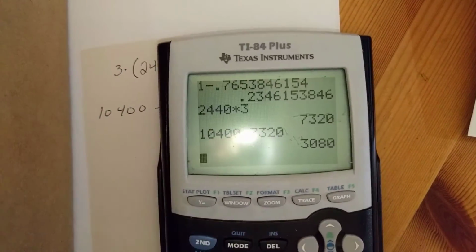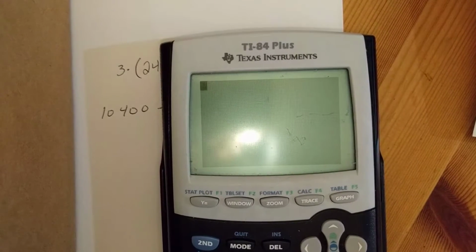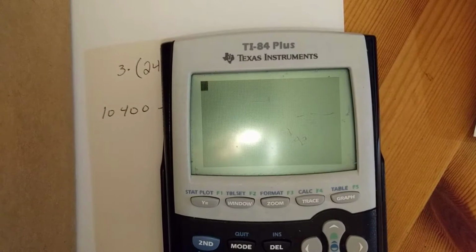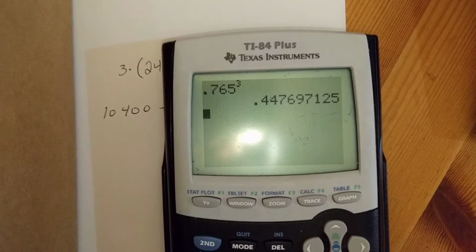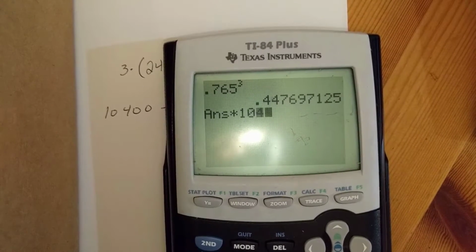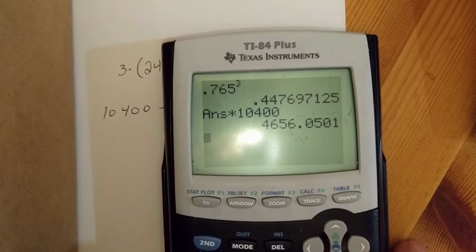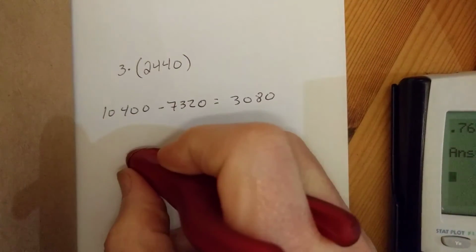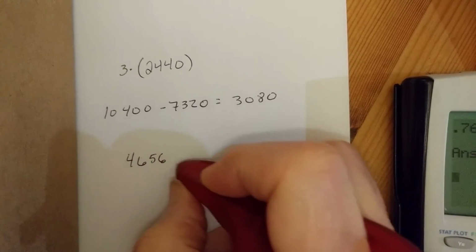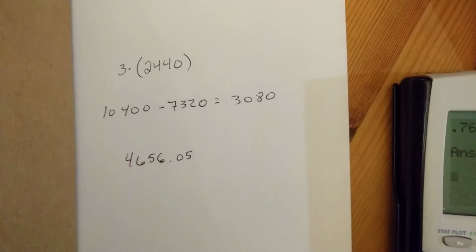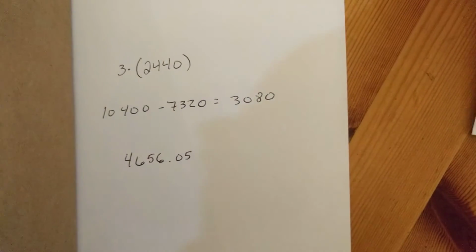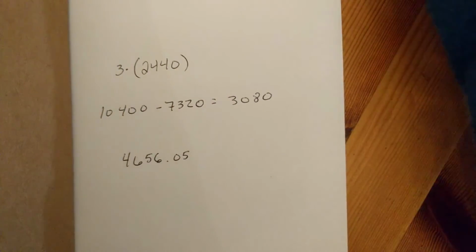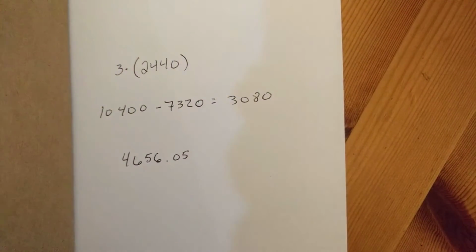For my exponential one, I have a decay factor of 0.765. I raise that to the 3rd power, and I multiply that by my initial population, and I get 4,656.05 tigers. I would of course say just 4,656 because it is not possible to have a fraction of a tiger. Though of course this is only an estimate.